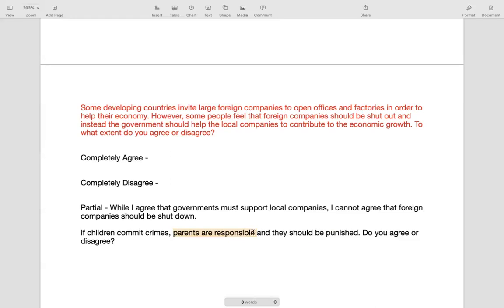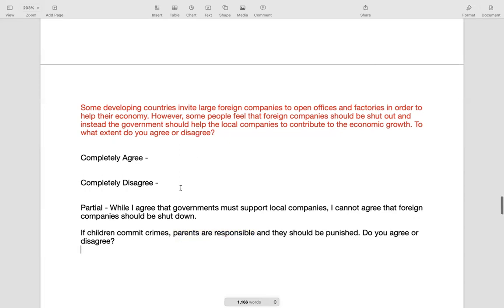Why shouldn't they be punished? They are responsible though, I agree with that. Children's behavior depends upon their parents, to a large extent. They observe their parents, how their parents behave. They pick up a lot of habits from the parents. So it is true that in broken homes or where the parents are not giving good care to the children, children are more likely to commit crimes. So parents are responsible, but it would be wrong to punish them still. Is it clear? This one, 50-50?